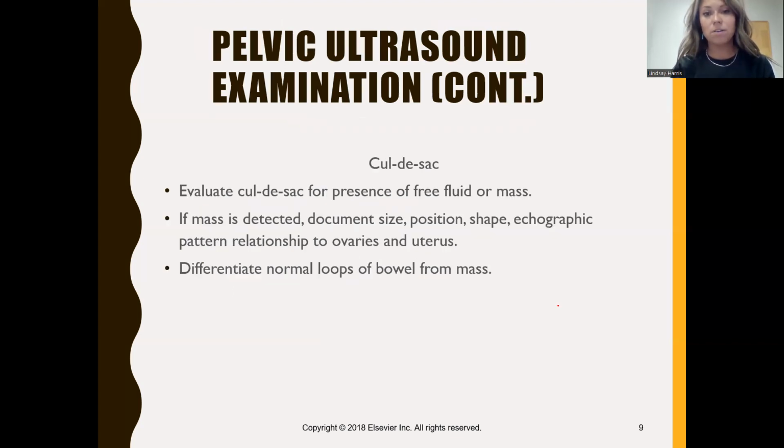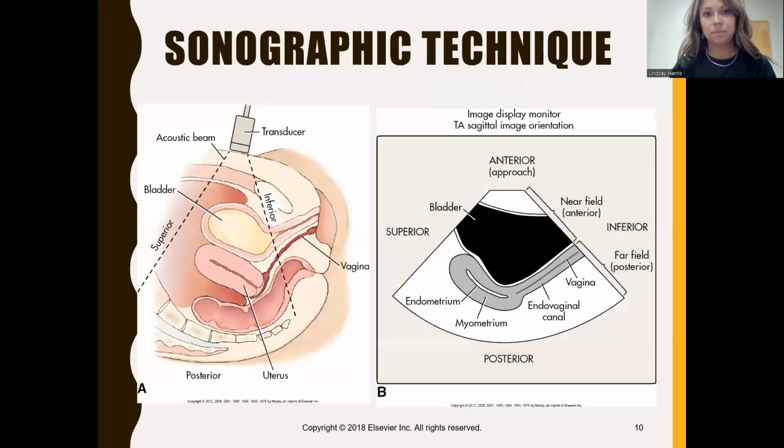We also evaluate the cul-de-sac for fluid. If there is a mass detected, we document the size, the position, shape, and what it looks like in relationship to the ovary and uterus.